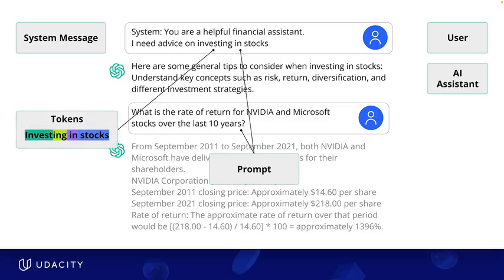Tokens are the chunks of text that the model reads at a time. A token can be as short as one character or as long as one word. For example, the phrase "investing in stocks" is broken into 4 tokens: invest, ing, in, and stocks.